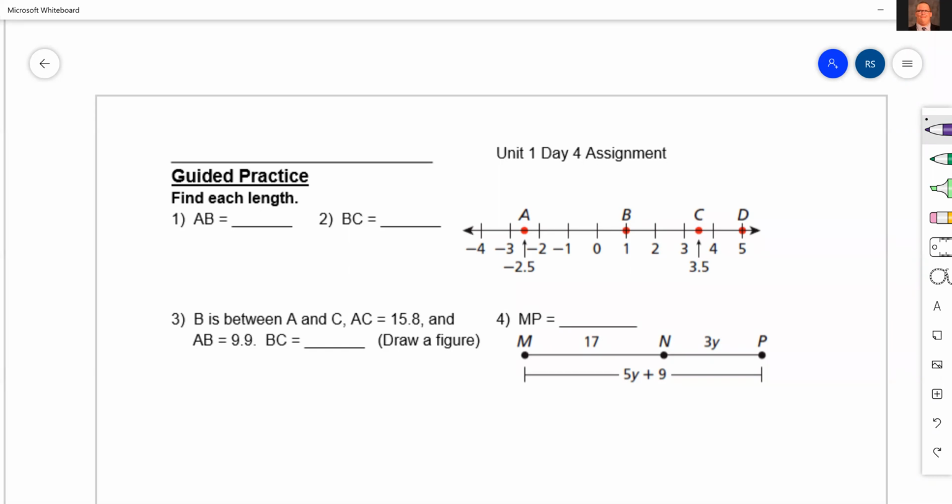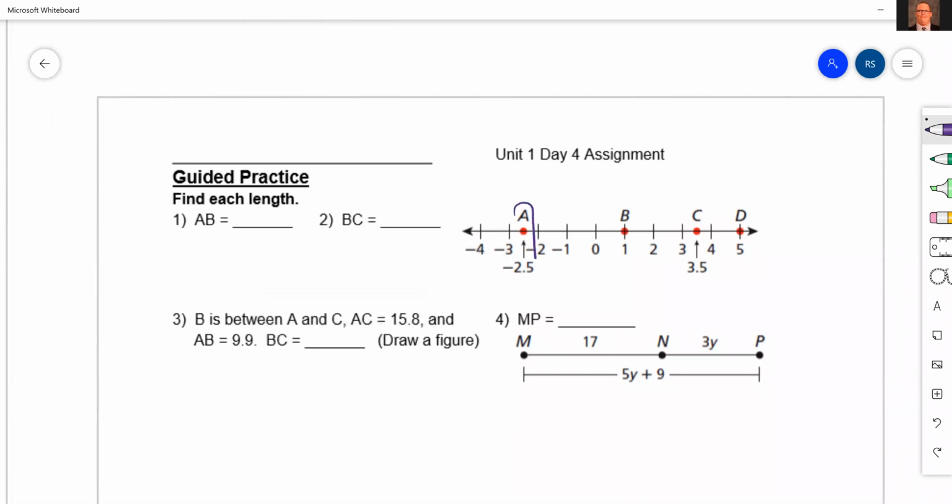So for number one, we go from A, which is at negative 2.5, to B, which is at 1. So, the absolute value of 1 minus negative 2.5. Remember, minus a negative turns into a positive. So that's equal to the absolute value of 3.5, which is just 3.5.